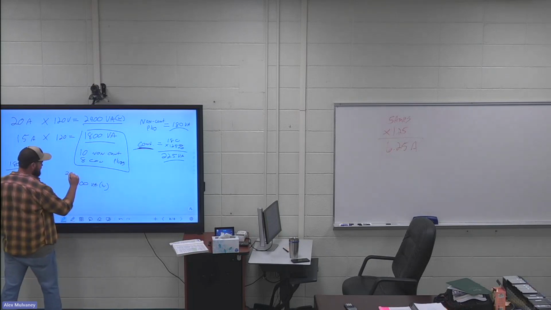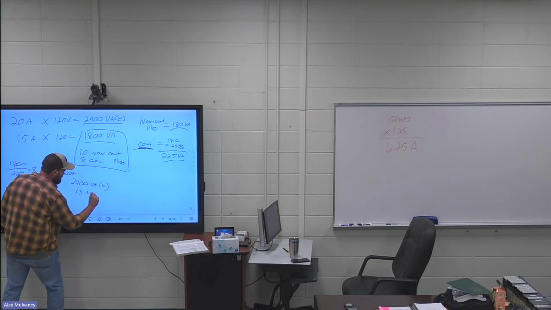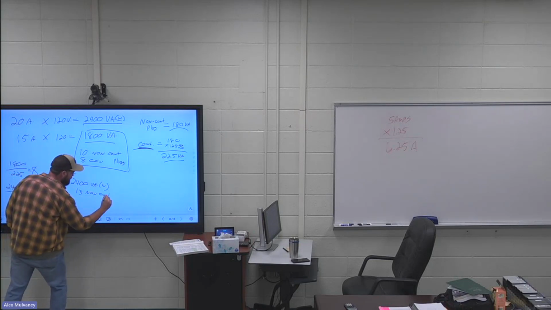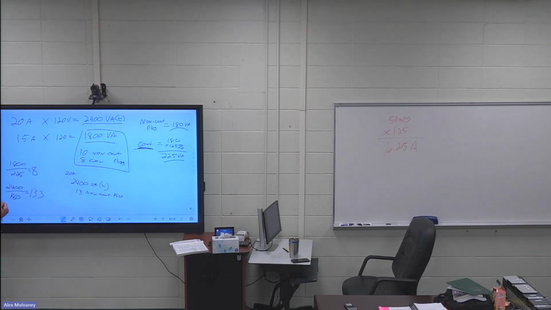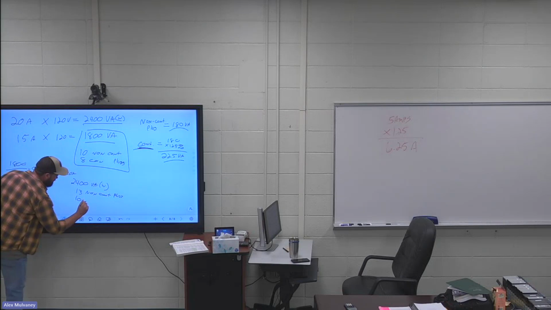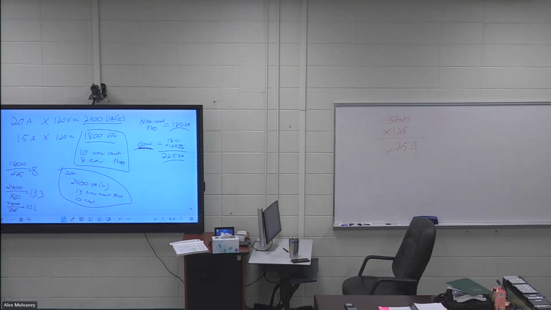So for this 20 amp circuit, I'm going to have 13 non-continuous plugs or outlets. How many continuous duty outlets can I have? Take 2,400, divide by what? 225, 10.6. So how many plugs is that? 10 continuous. That making sense?